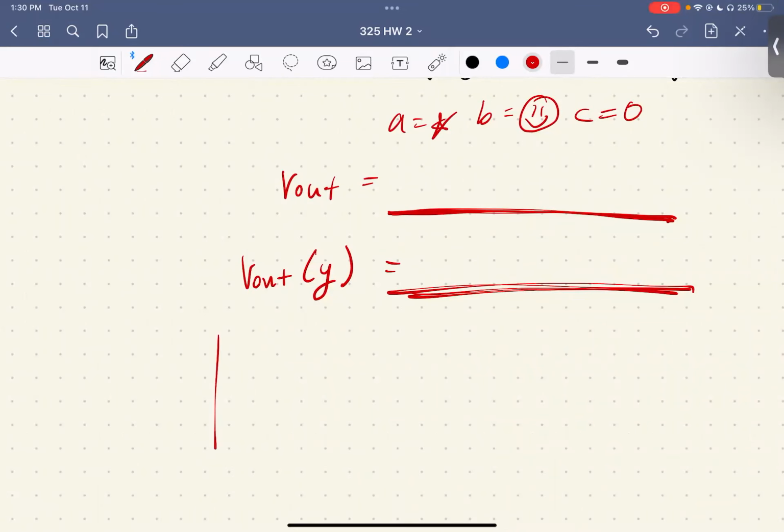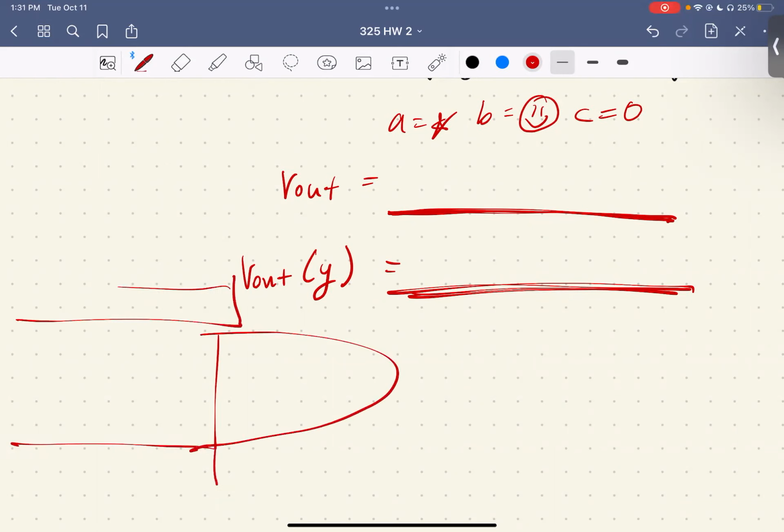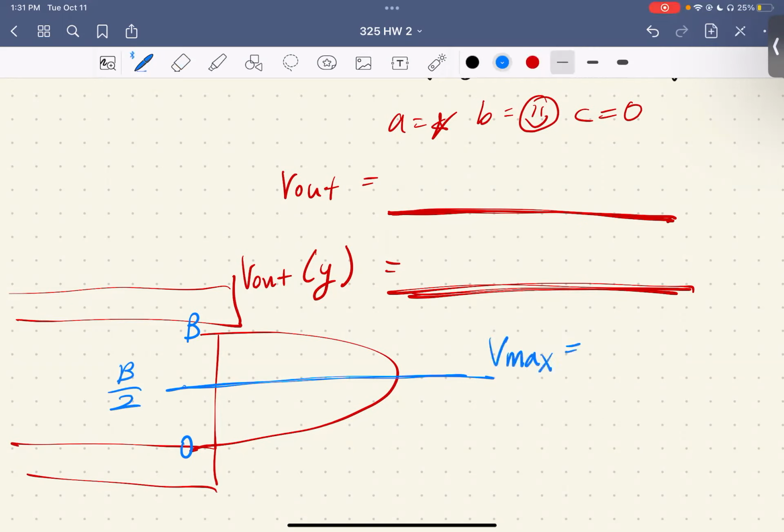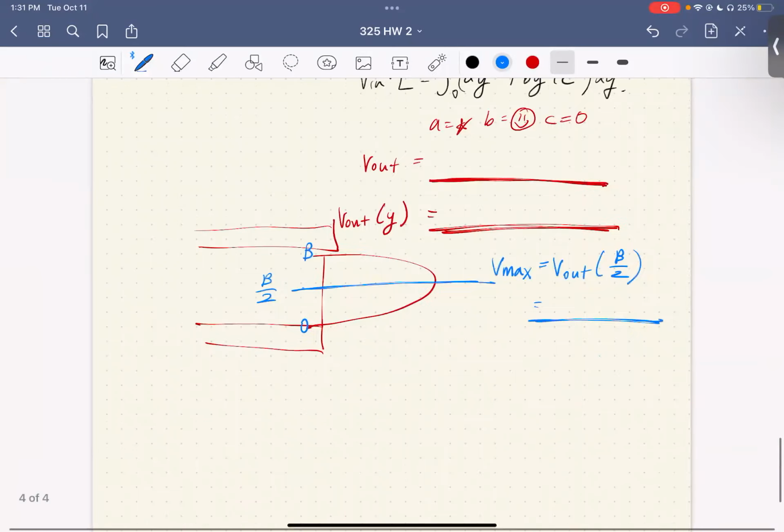So if we have our flow, I'm just going to draw the flow profile. Here's the plates, here's the plates, here's our plates. If we know this is the case, and we know this is a height of B and this is 0, where is the center of flow? The center of flow is right here at B over 2. So to get the v max, it is equal to just v out at position B over 2. You're just going to solve and get that value right over there. So that's how you get v max.